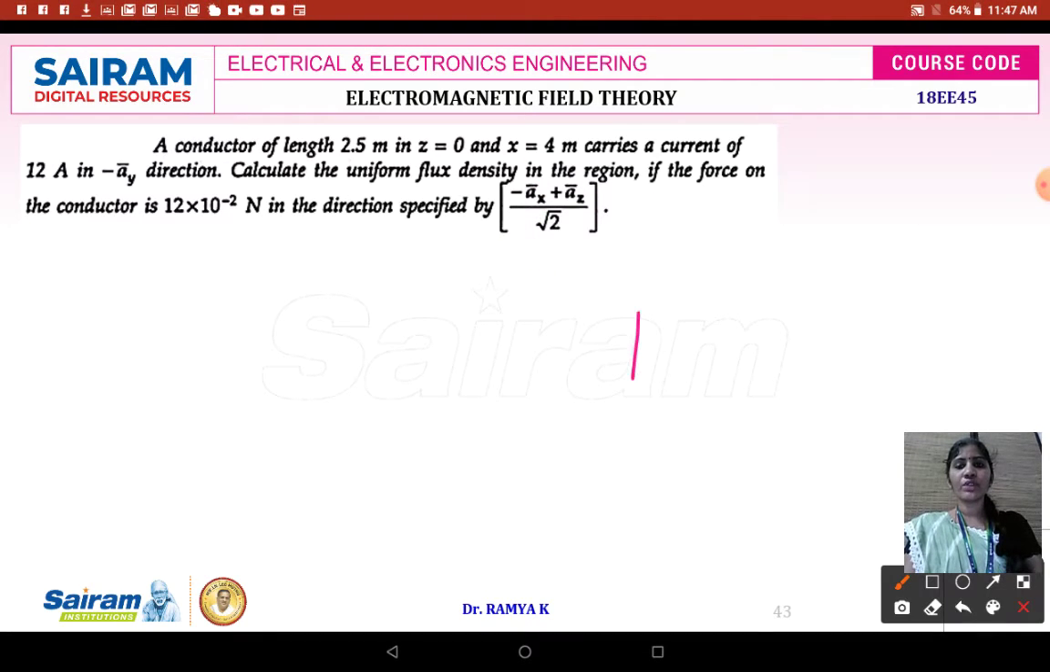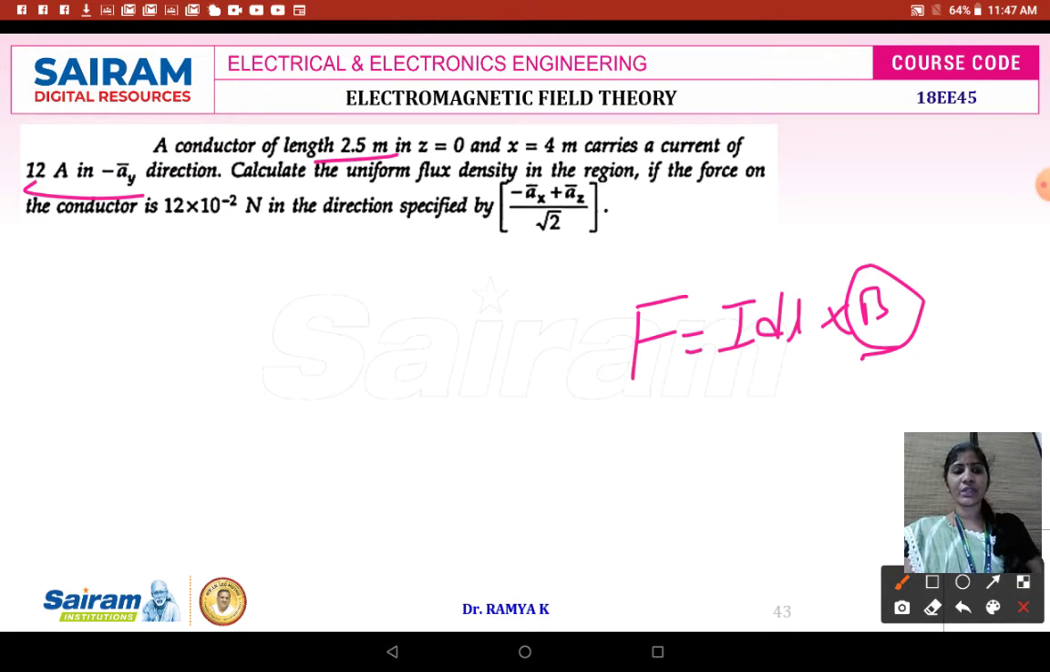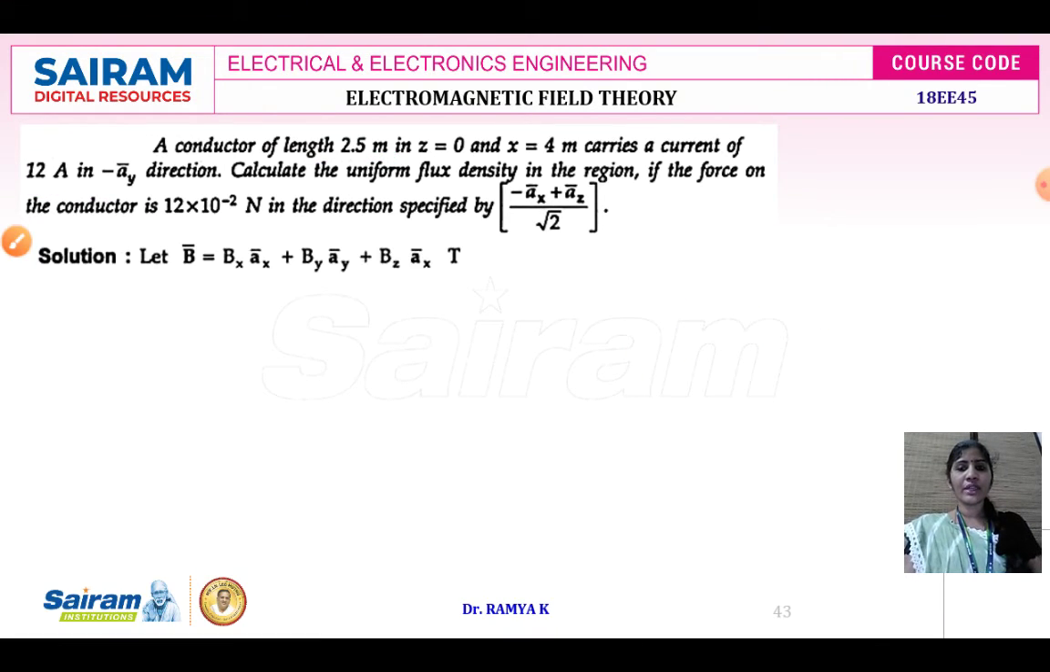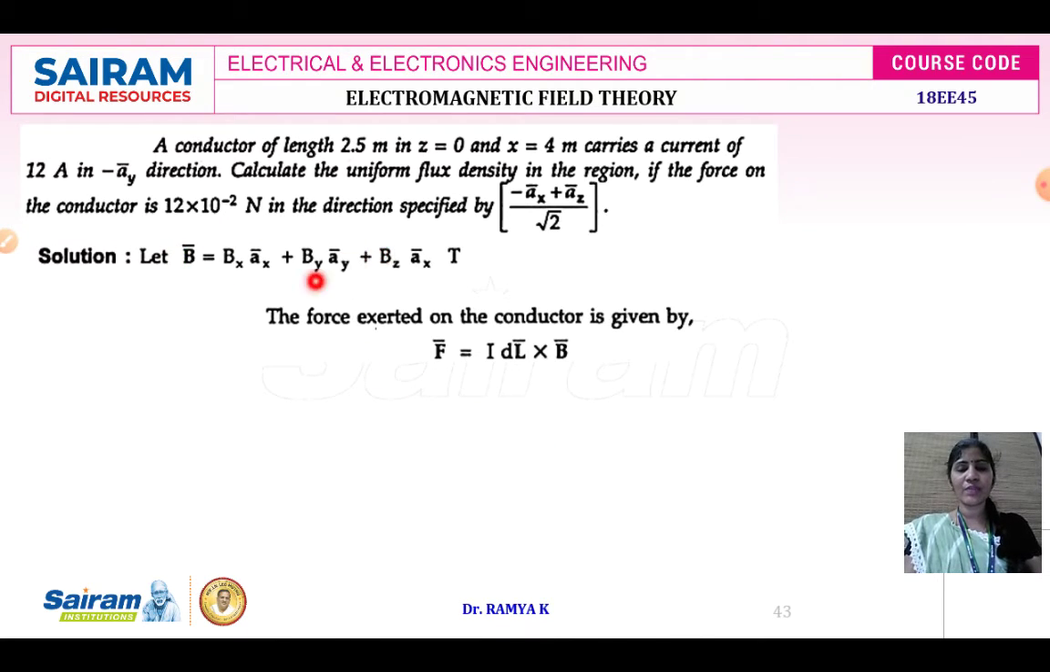We know that force F is equal to I into dl cross product with B. We need to identify the value of magnetic flux density. Here we have the length and the current carrying 12 amps in Ay direction. Now B is equal to Bx into Ax plus By into Ay plus Bz into Az, as the given problem has all the Cartesian coordinate system terminologies.